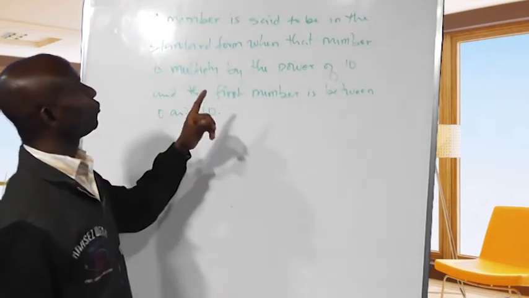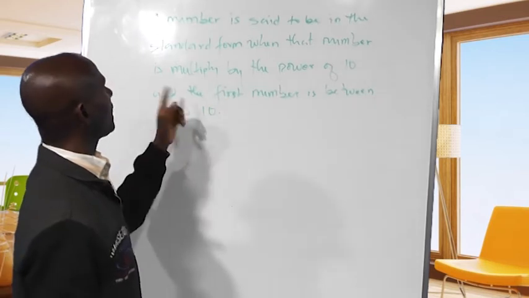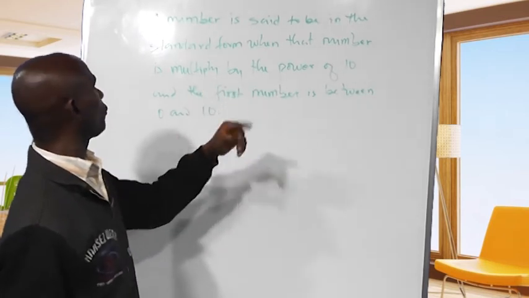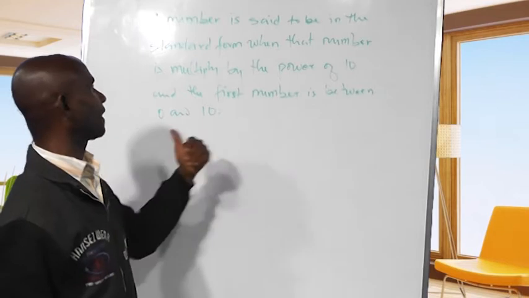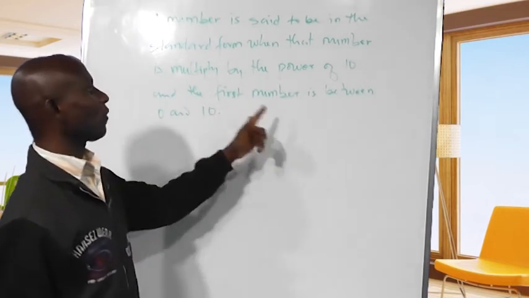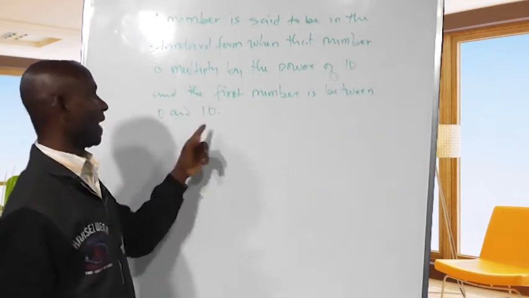A number is said to be in standard form when that number is multiplied by the power of 10 and the first number is between 0 and 10.